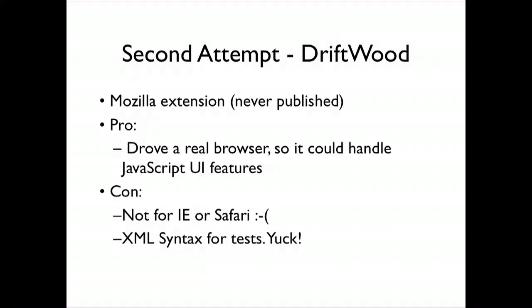That was our first attempt. The second attempt was not a released project, but anyway, the internal name was Driftwood, written by a coworker of mine at the time, Andrew McCormick in Chicago. And yeah, it was a Mozilla extension. And yeah, we didn't release it, but it took my 50 lines of JavaScript and HTML thing and actually made it into a real tool people could use.